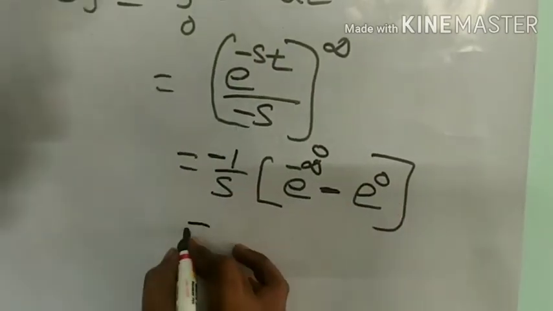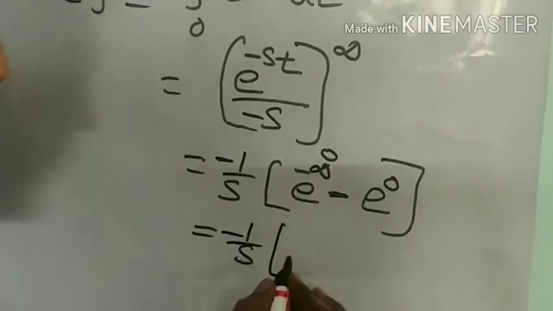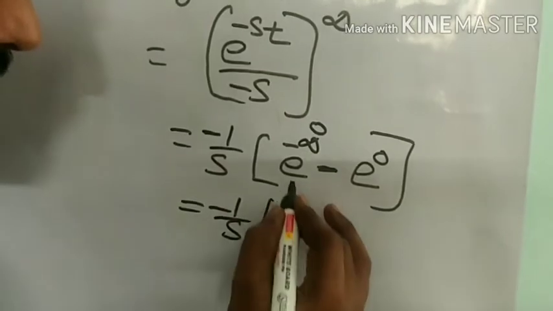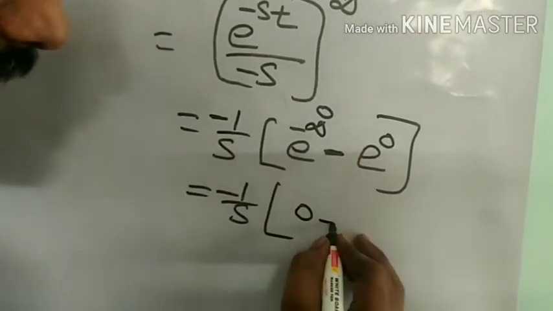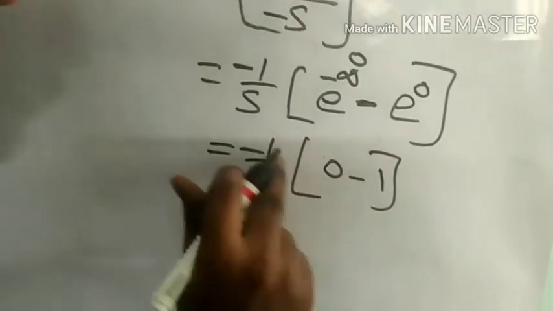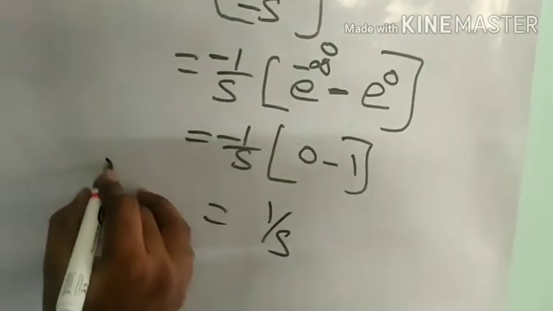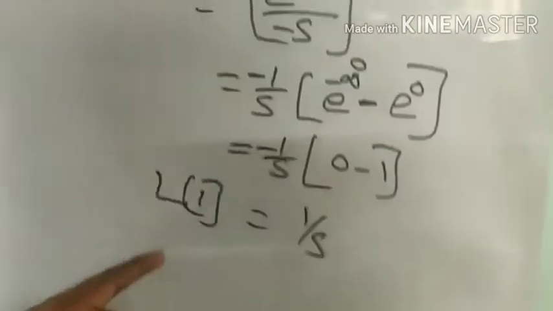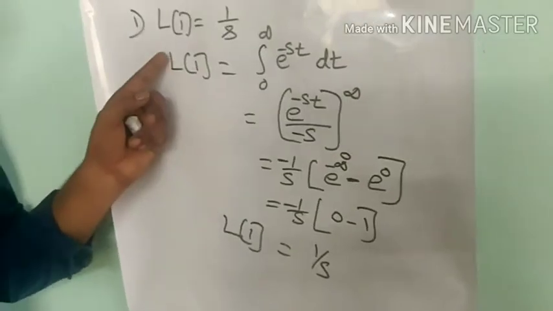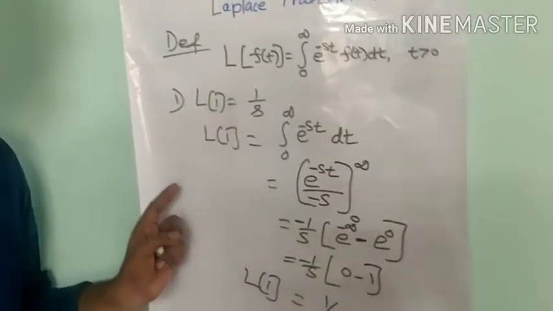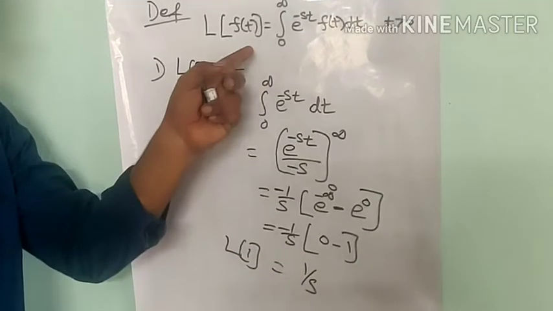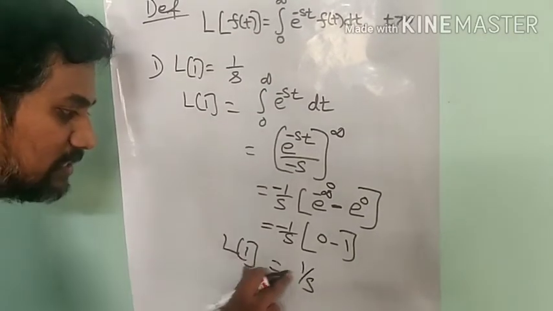Now this is minus 1 by s, and you know the basic formula: e power minus infinity is 0, and anything power 0 has the value 1. Now this minus 1 gives 1 by s. This is your Laplace of 1. So Laplace of 1 is nothing but 1 by s. This is the first formula. You just memorize it, and you now know how you get this formula from the definition.